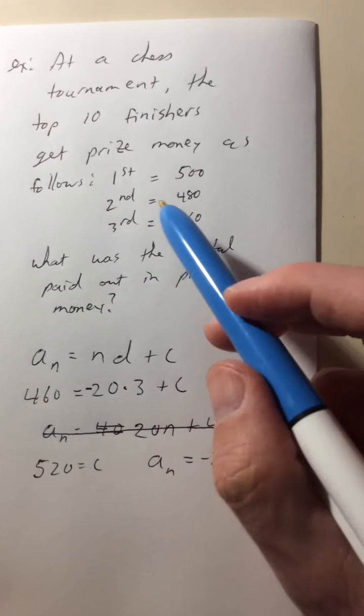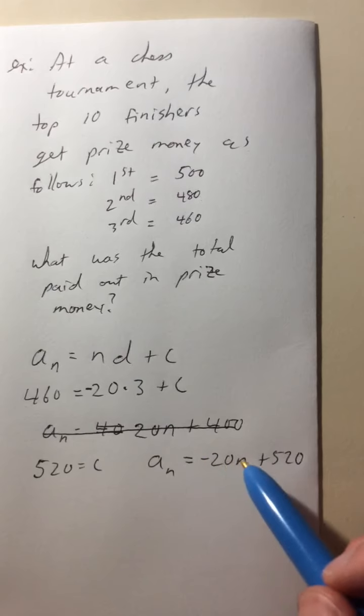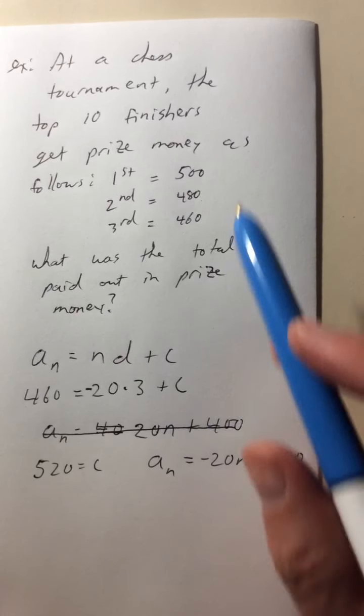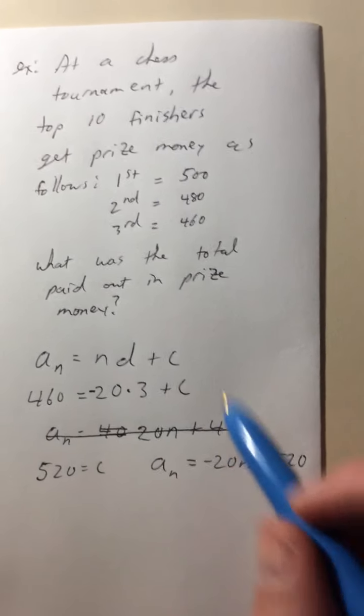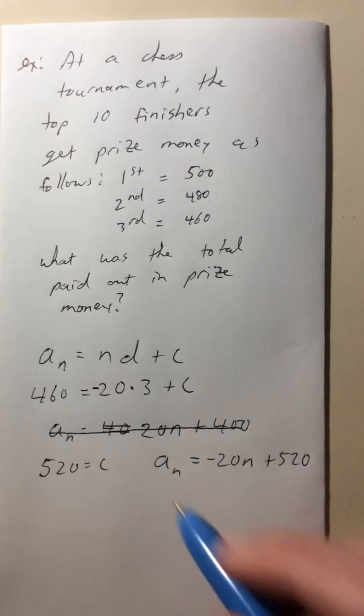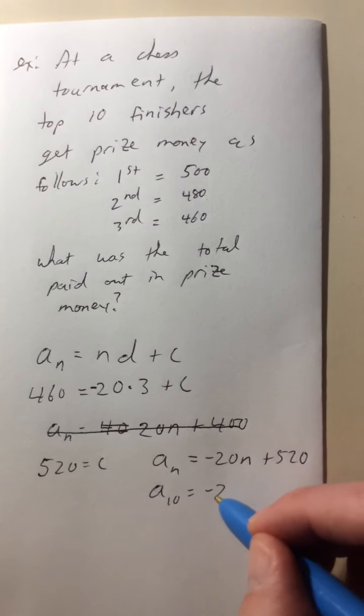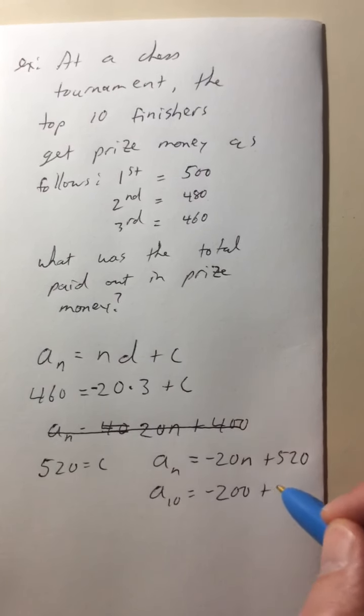And it's good to check, obviously, as I just did, and found out that I was incorrect. So plug in 1 here. Negative 20 times 1 is negative 20, plus 520 is 500, and there it is. All right, so we need the 10th term. So we're going to put in 10 right here. So a sub 10 equals negative 200 plus 520.